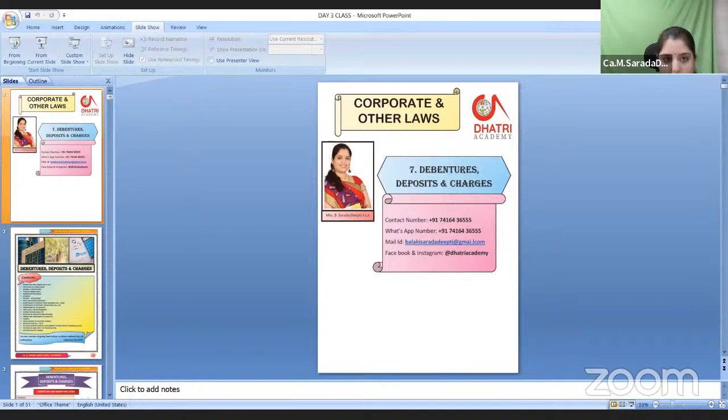Here, a charge might be created in India or outside India, on assets which are in India or outside India. Properties might be in India or outside India. The properties might be tangible or intangible. Tangible properties are those which we can see and touch. Intangible properties are those which we can't see, like goodwill, etc. Here charges are created as fixed charge and floating charge. A fixed charge is a charge created on the fixed assets of the company, and a charge created on the floating assets of the company, that is stock and debtors, is called a floating charge.